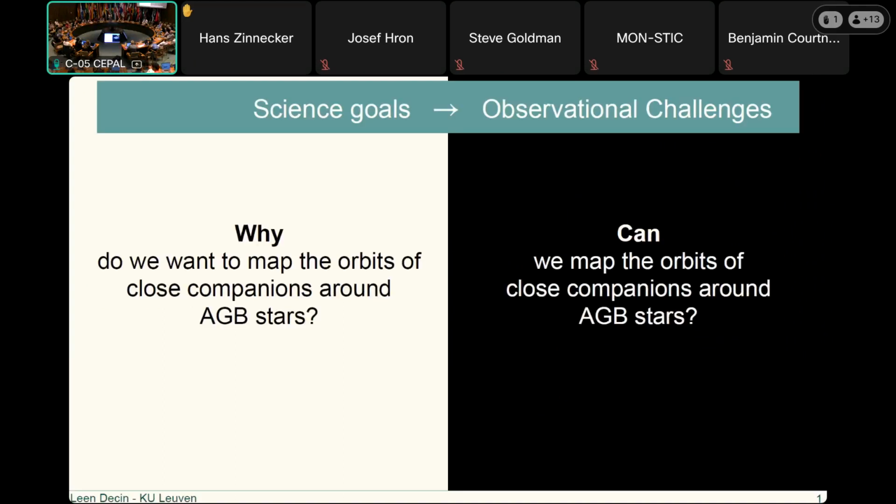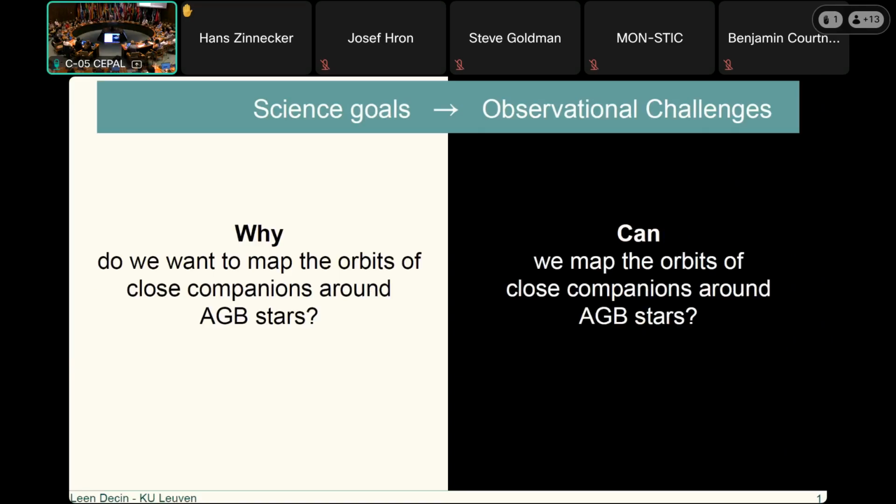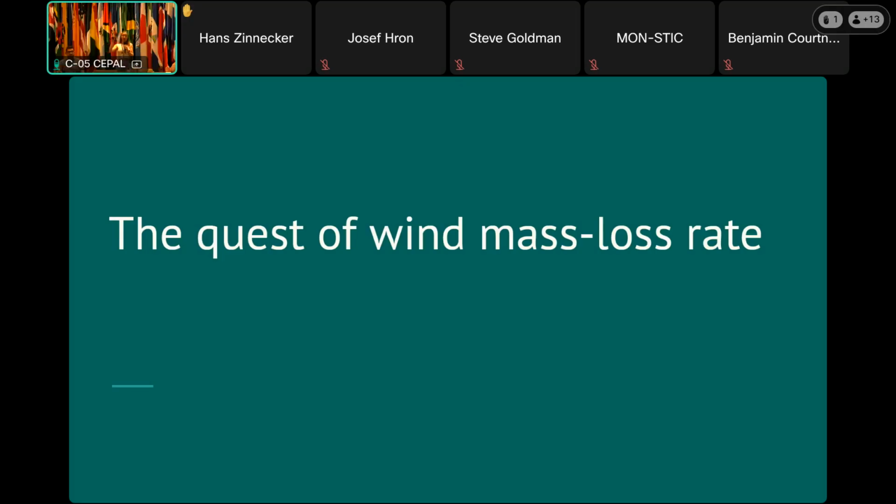So why do we want to map, or at least this was the title, mapping the orbits of close companions around AGB stars? So the question we want to answer is, why do we want to map them? And can we map them? Since we can have our science goals, but it also should be feasible given the instrumentation that we have. First, we go to the first question. Why do we want to map the orbits of AGB binary companions? And the main reason is our quest to understand what the wind mass loss rates are.